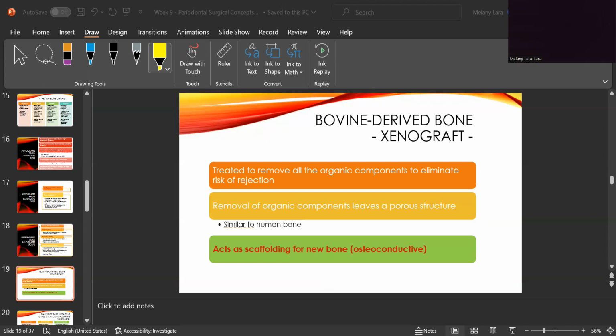So what this does is it essentially is osteoconductive in nature. It's just acting as a scaffold. The sterilized bone material that's getting placed in that area is going to trigger the alveolar bone to come in and fill in that area. Does that make sense?